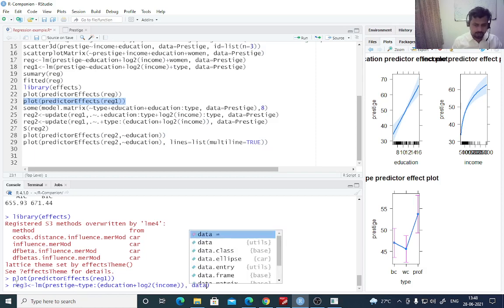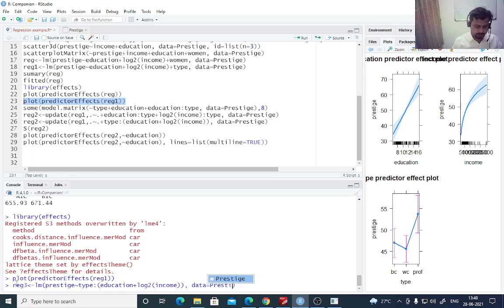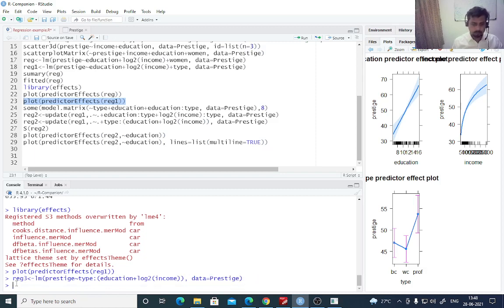And the data I want is from prestige. So you'll get the same result that I have, but let me explain what exactly I have done over here.